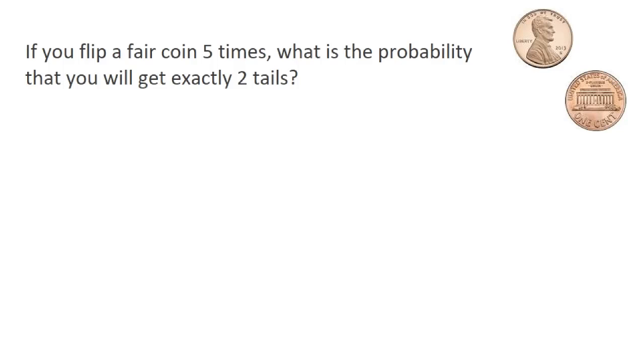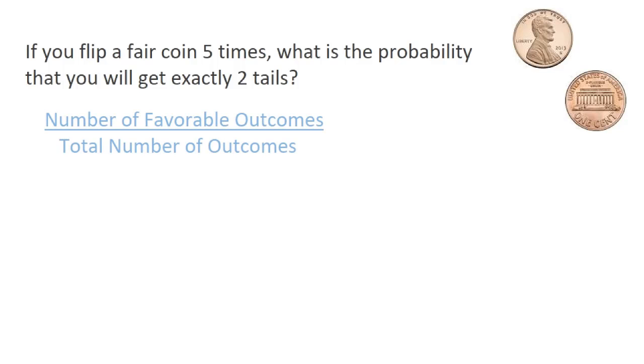If you flip a fair coin 5 times, what is the probability that you will get exactly 2 tails? Well, we can see right away this is a probability problem, so our final answer can be written as the number of favorable outcomes divided by the total number of outcomes. Let's first set to work to find the number of favorable outcomes.